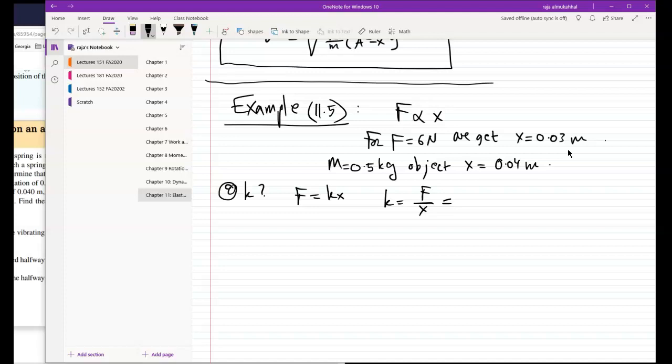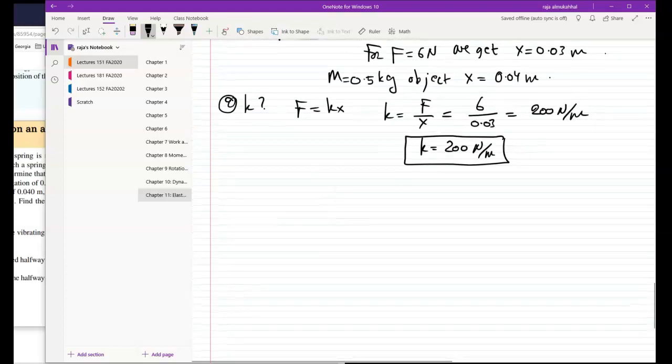We plug in the numbers, so we have here F is equal to 6 over 0.03, and then we calculate that. I hope you're working with me. So I have here 6 divided by 0.03, answer 200. So here we have the stiffness constant is 200 Newton per meter. I'll write it down here and box it. There we go. Okay. That's the first part.